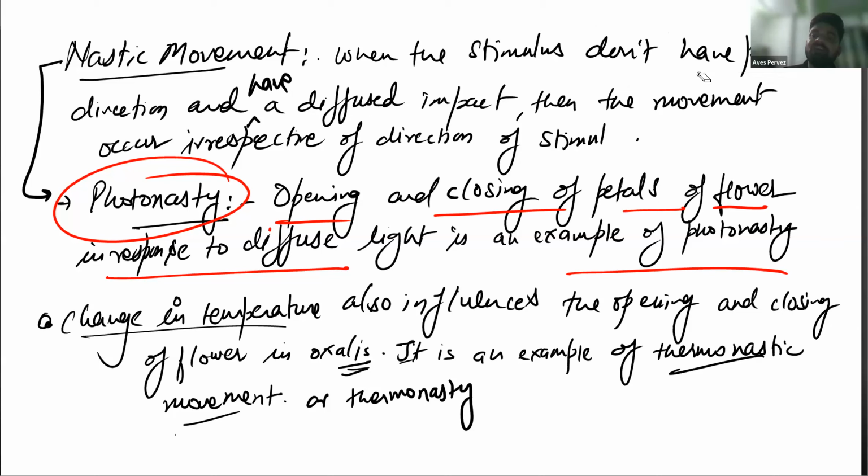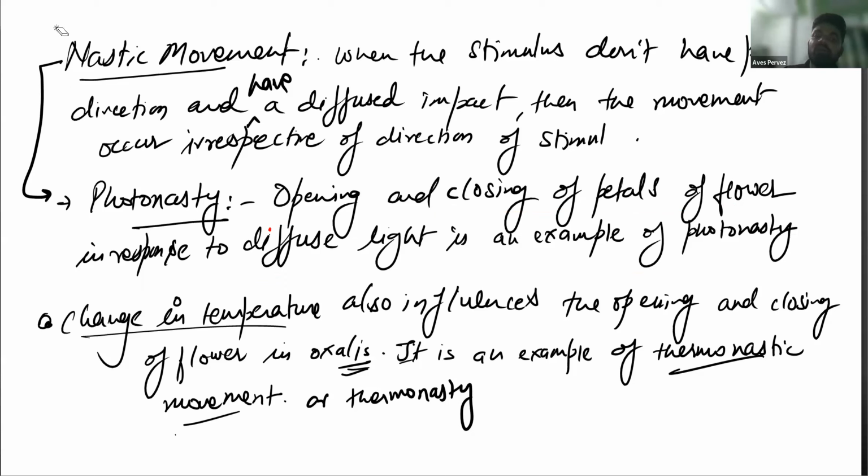Okay. So we'll say that this type of movement is called nastic movement. Again, when the stimulus doesn't have a particular direction, no direction is present to the plant, and it has a diffuse impact, then the movement occurs irrespective of the direction of the stimulus. Means if there is no direction, the movement will still be shown by the plant. So note down the definition of nastic movement. Ashit, you understood the definition of nastic movement? Yes.